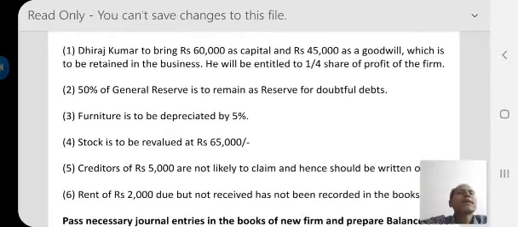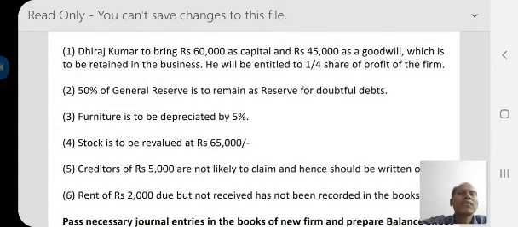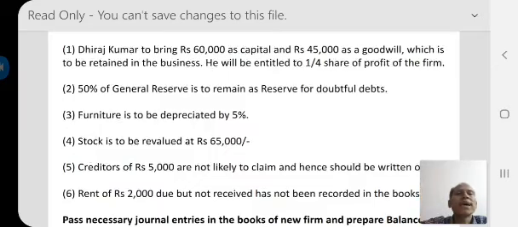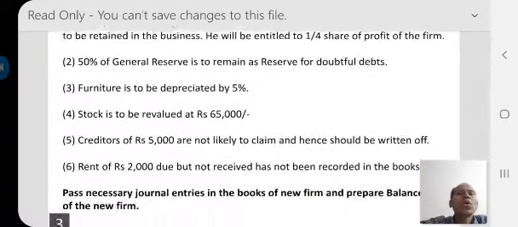And the new partner is entitled to 1 by 4th of profit of the firm. So the new ratio should be calculated according to this. So in total ratio, he is entitled to 1 by 4th. The remaining 3 by 4th should be distributed among all the partners. So their share we have already seen below.